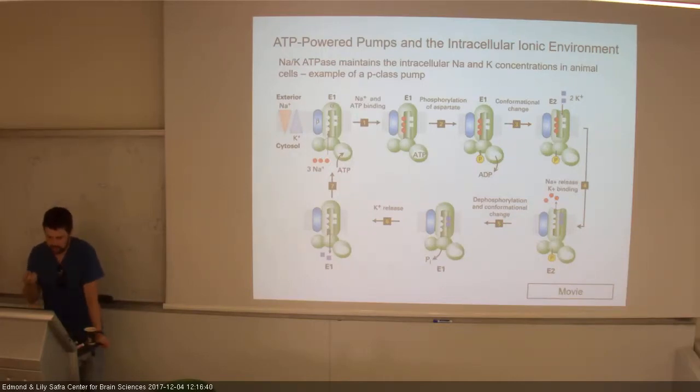So it's really one of the basic properties of the cell, and cells that don't have the concentration gradient cannot actually function. And the energy is going to use sodium transport, not potassium?